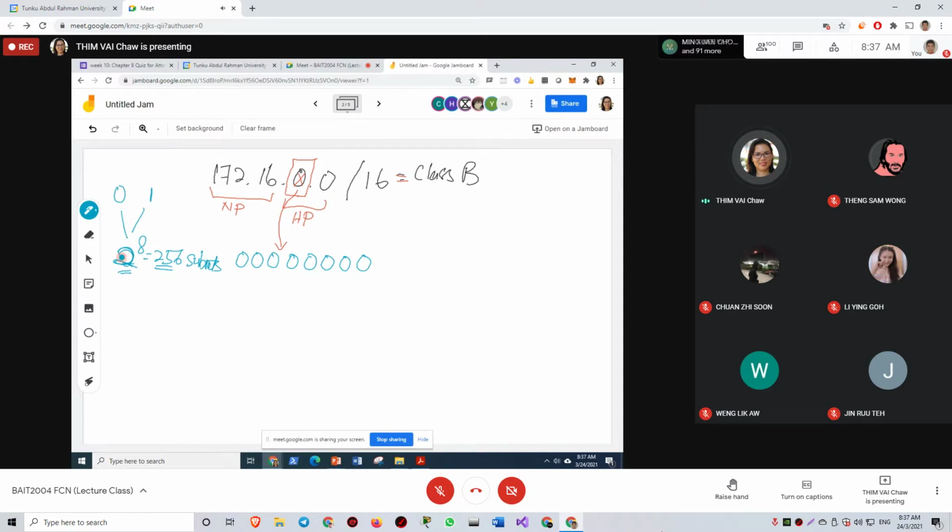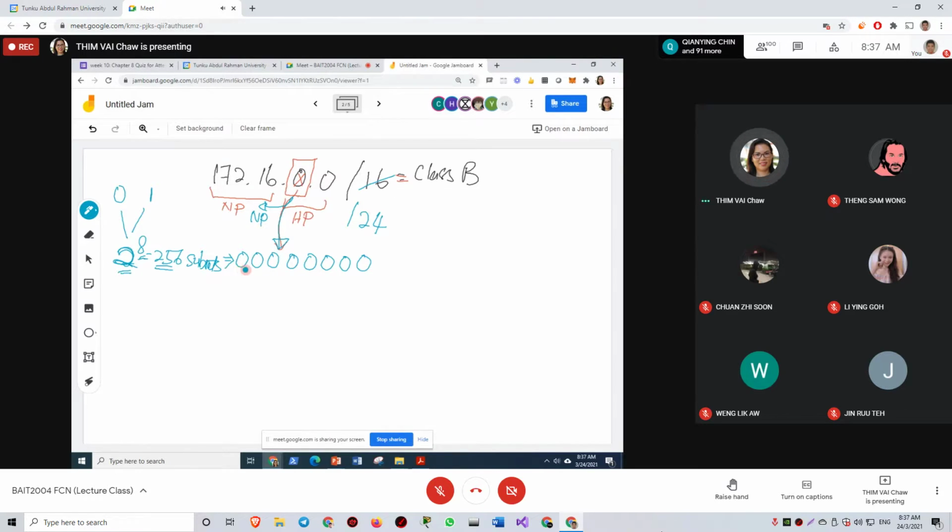That's why you have base 2. And why is it 8? Because you are borrowing the entire byte from the host portion to become the network portion. So that's why over here the prefix length becomes /24. In terms of bit pattern, this is the bit pattern for this part only. For this part only, I expand it.